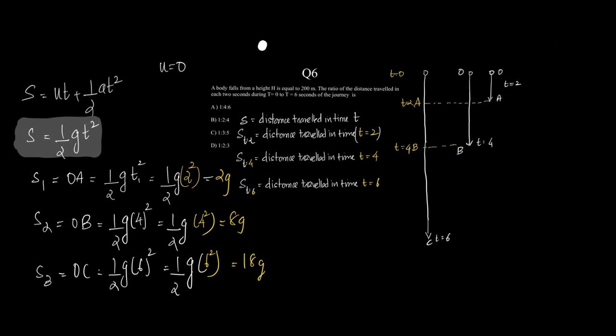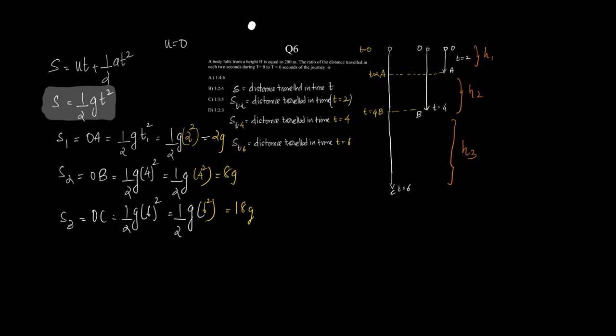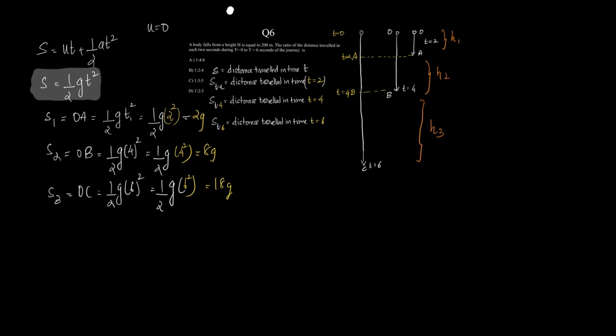Now let's see. Let me now introduce distance traveled OA as H1 for ease of calculation, AB as H2, and BC as H3. Now, if we see from the figure, if OA is equal to 2g, what does that imply? It implies that H1 is equal to 2g, right?